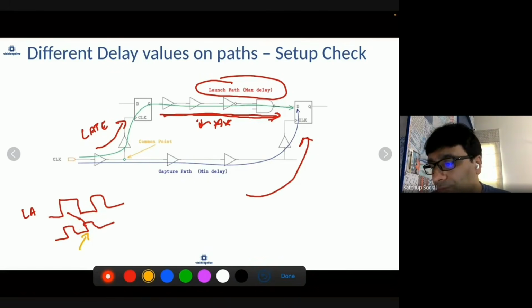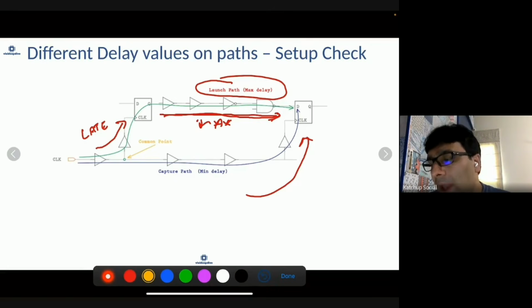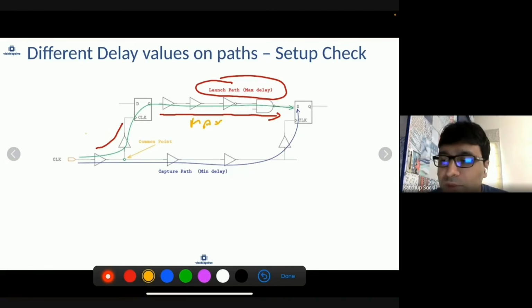So your launch clock comes as late as possible. The delay on the data path is taken at maximum value. The clock comes as late as possible for setup on the launch side, and the capture clock comes as early as possible.